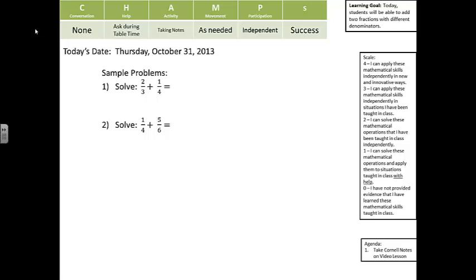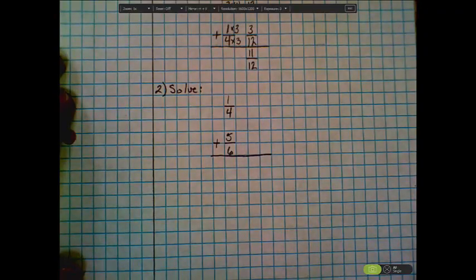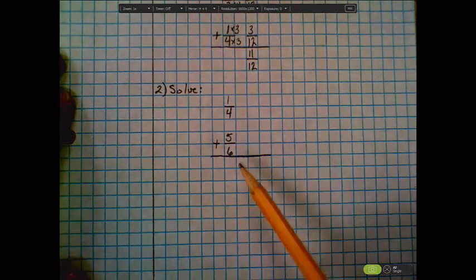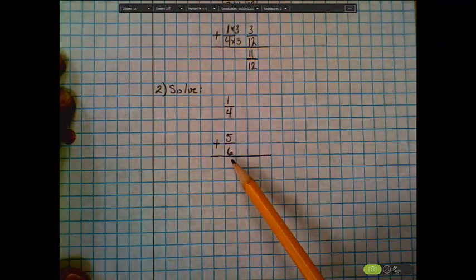All right, so let's do our second sample problem. Our second sample problem is 1/4 plus 5/6. So again, when we write the problem down, we write the fractions one on top of the other, regardless of how they come to us. The first step is to find the least common denominator. We do that by looking at the bigger of the two numbers and find the multiples. And so we do start with the first multiple of 6, which is 6.